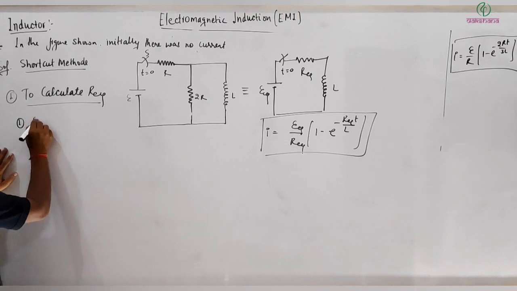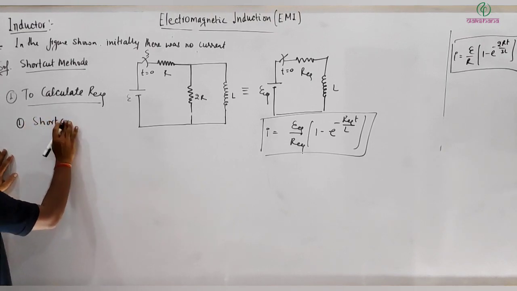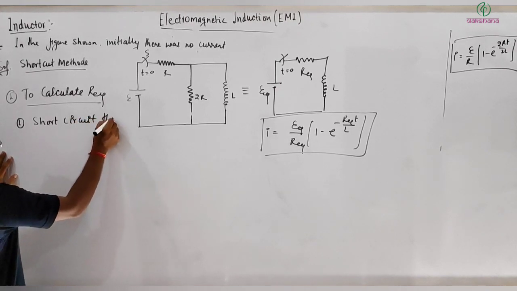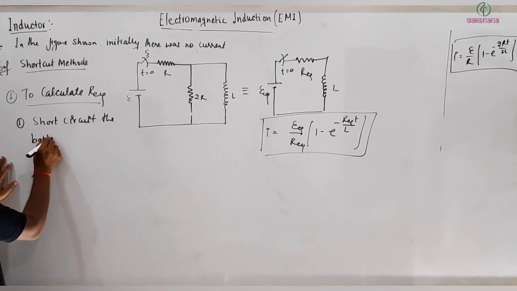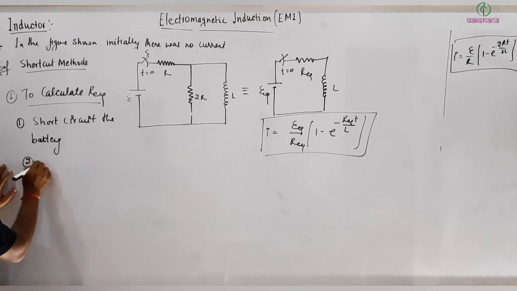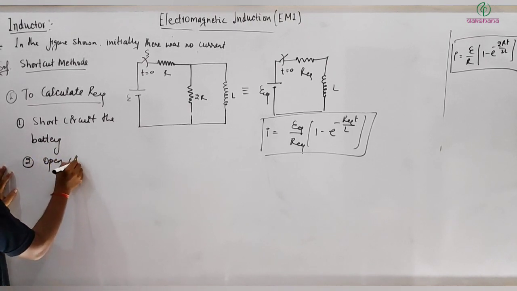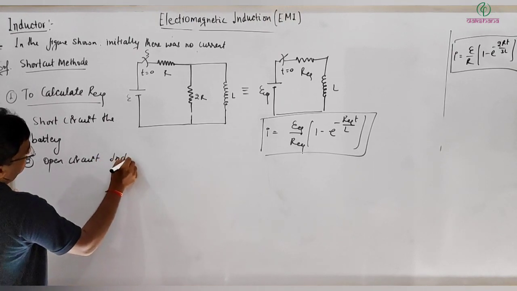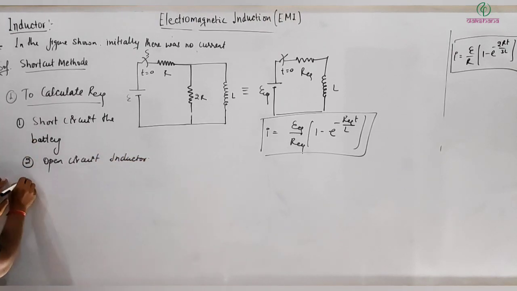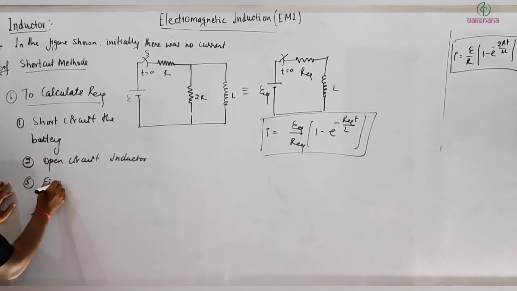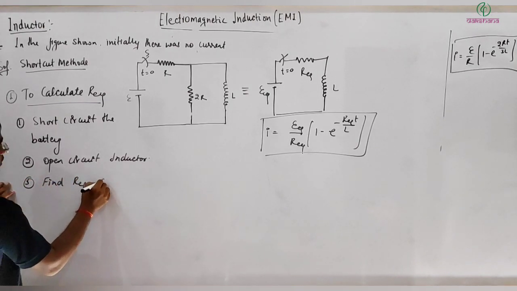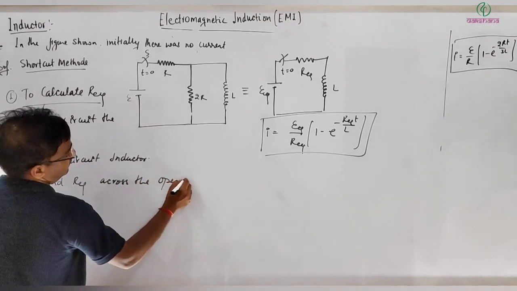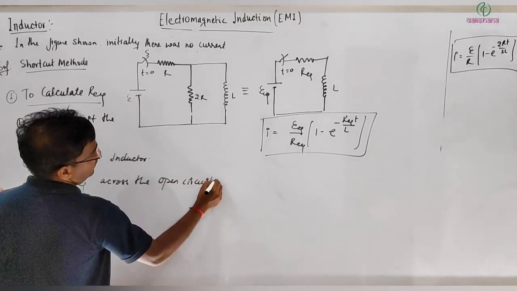One is short circuit the battery. Second step, open circuit the inductor. Third, find R equivalent across the open-circuited inductor.